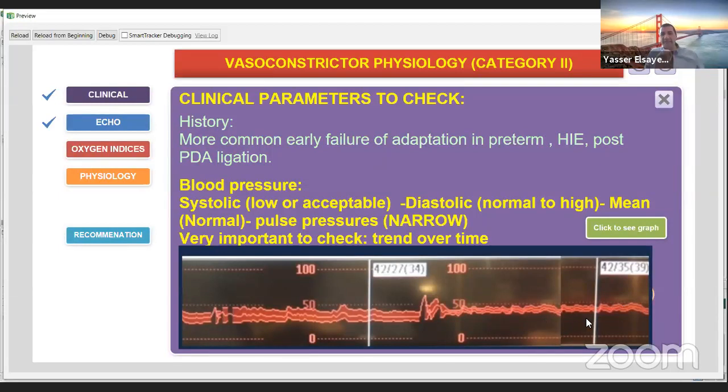And that actually happened in this case. It was missed for 12 hours and lactic acid was 11. After a long period of time, no one realized that the pulse pressure was very narrow.